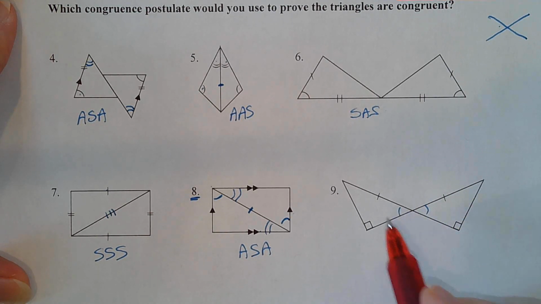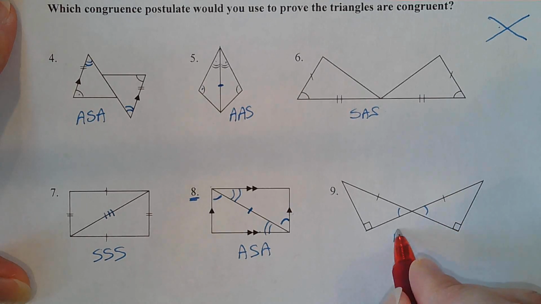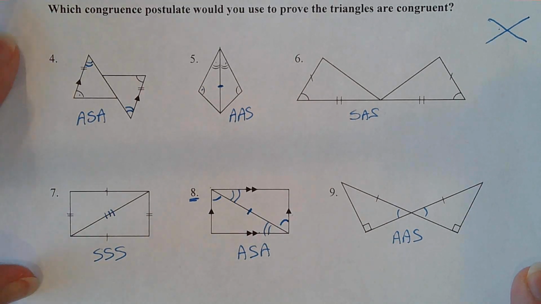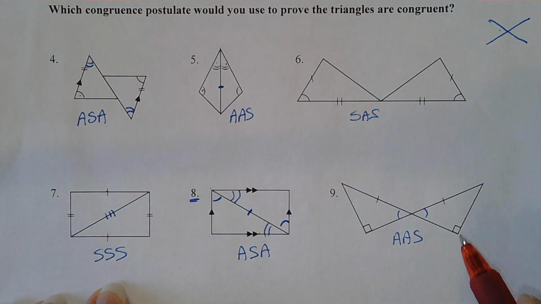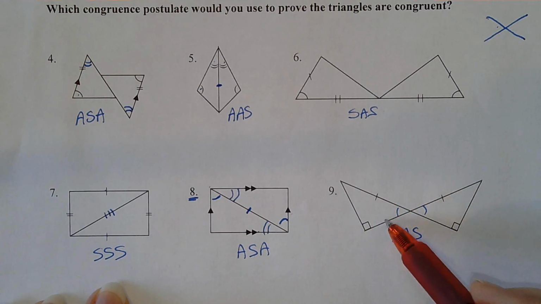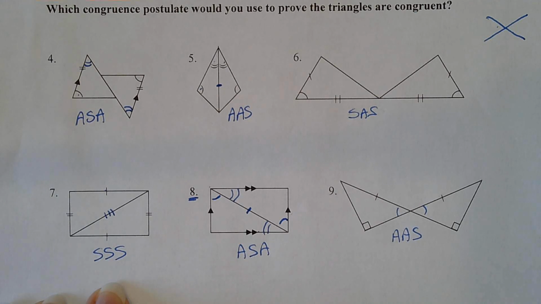I've got vertical angles. I know that all right angles are congruent. So angle, angle, side, angle, angle, side. Okay. This worksheet did not have any examples of HL on it, but do recognize that for HL you would need to have right angles, you would need to have hypotenuse, and you would need to have one of the legs in each triangle. So watch for that as well.